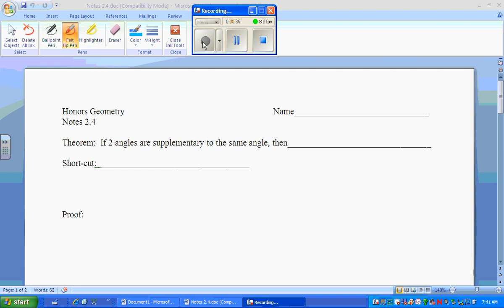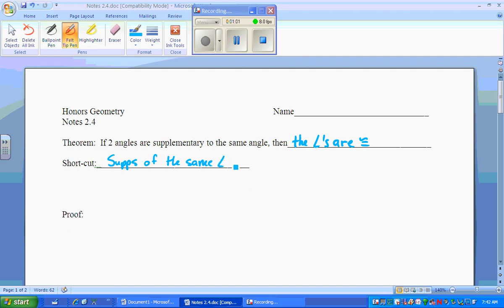Let's begin. The first theorem says if two angles are supplementary to the same angle, then the angles are congruent. The shorthand for this theorem would say supplements of the same angle are congruent. Well, what does that mean mathematically?